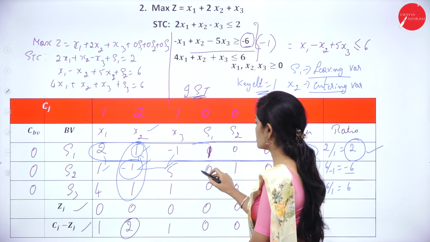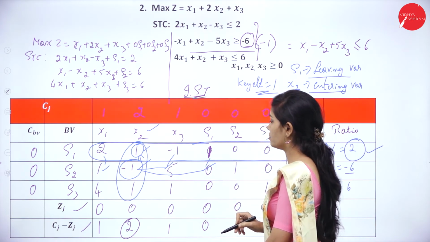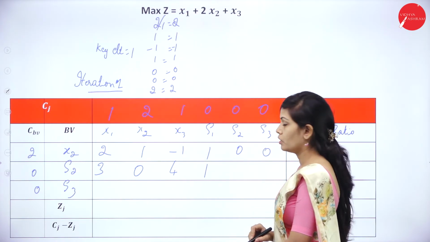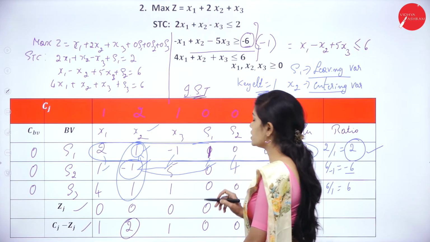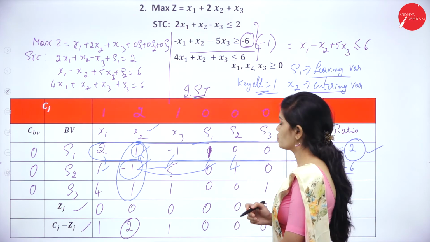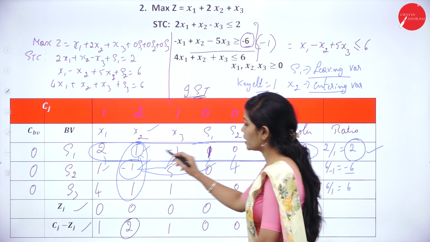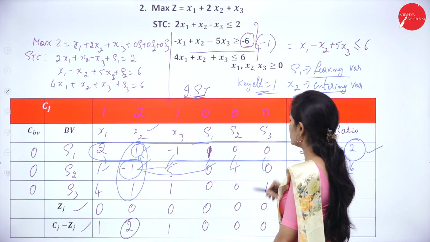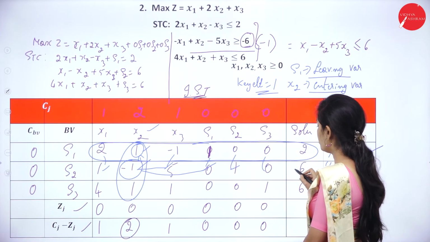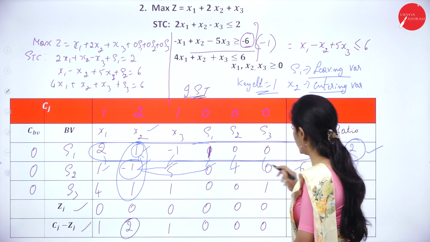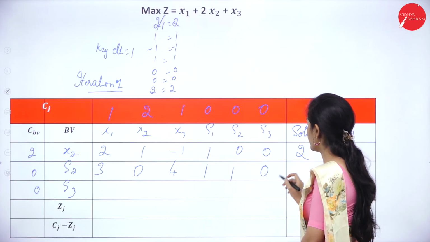And old value is 0, corresponding key column is minus 1 and key row is 1. So you will get 1. And old value is 1, corresponding key column is minus 1, key row is 0 and key element is 1. So you will get again 1. And old value is 0, corresponding key column is minus 1 and key row is 0. So you will get 0. And old value is 6, corresponding key column is minus 1 and corresponding key row is 2 divided by key element 1. So you will get 8.